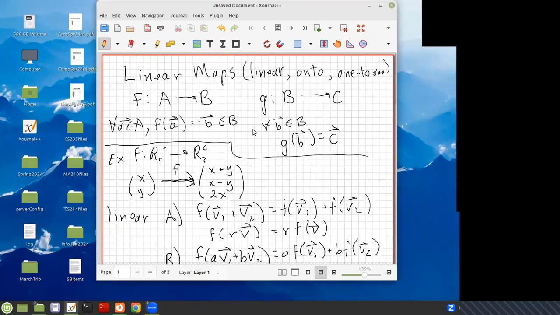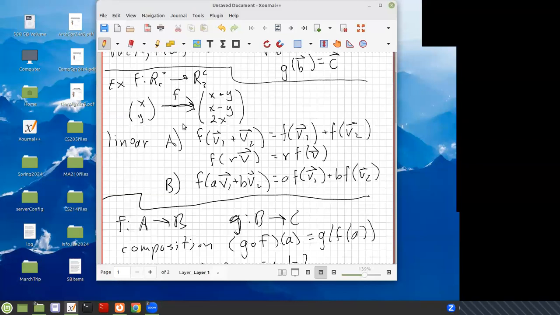So let me just say what I missed, because I just started recording late. We're dealing with linear maps, the properties of being linear, onto and one-to-one, and we're building up to introduce the idea of the composition of two maps. So we have a map F from A to B and a map G from B to C, and if both maps are well defined, the composition is going to be well defined.